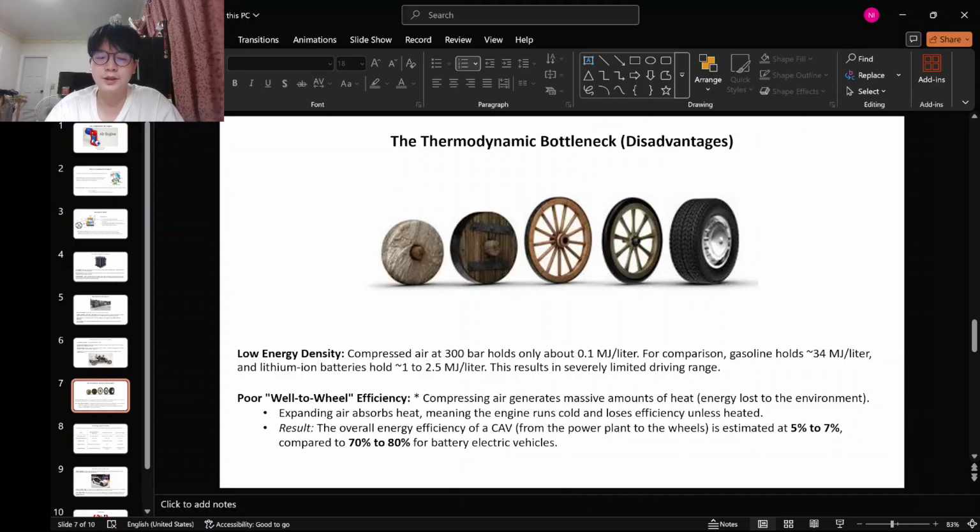Poor well-to-wheel efficiency. Compressing air generates massive amounts of heat, generally energy lost to the environment. Expanding air absorbs heat, meaning the engine runs cold and loses efficiency unless heated. The result? The overall energy efficiency of a CAV from the power plant to the wheels is estimated at 5% to 7%, compared to 70% to 80% for battery electric vehicles.